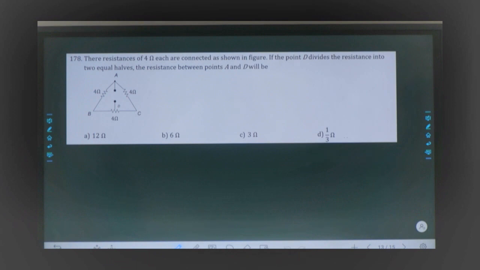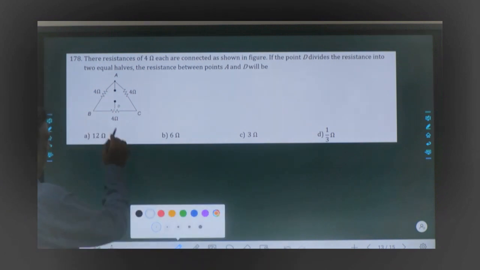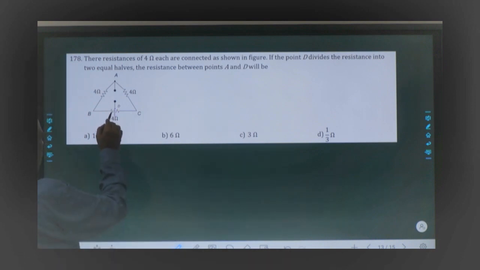Here given that there is 4 ohm resistance, and we need the resistance between A and D. तो बेसिकली हमारे पास ये सर्किट है, ये 4 और ये 2 यहाँ तक. ये 2 ये भी 2, ये 6 ये भी 6, and 6 and 6 in parallel, so the resistance will be 3 ohm.